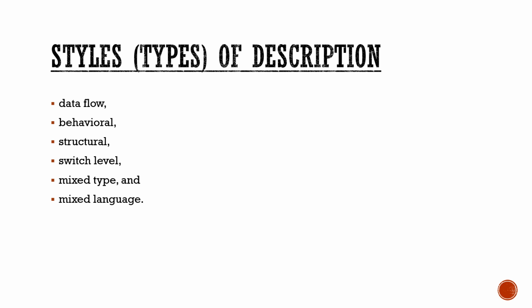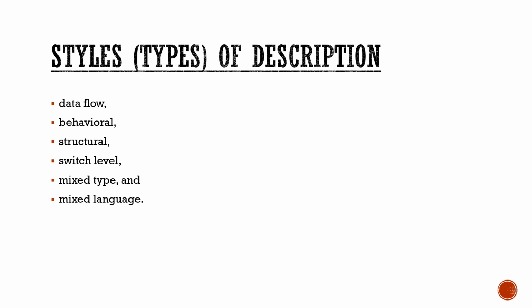There are 6 description styles in Verilog. The first one is the data flow description, second one behavioral description, third one is the structural description, fourth one switch level description, fifth one mixed type description, and lastly mixed language description. So these are the 6 types of descriptions we have in Verilog. Now let us discuss these descriptions one by one.